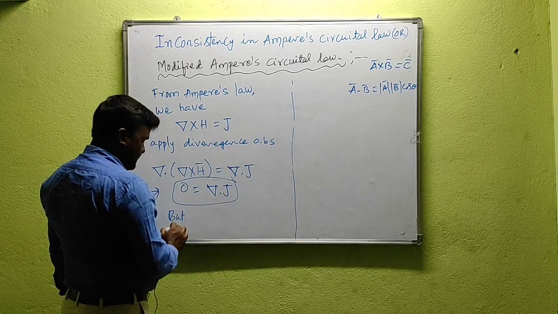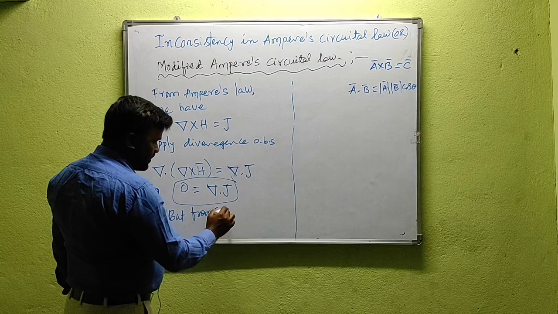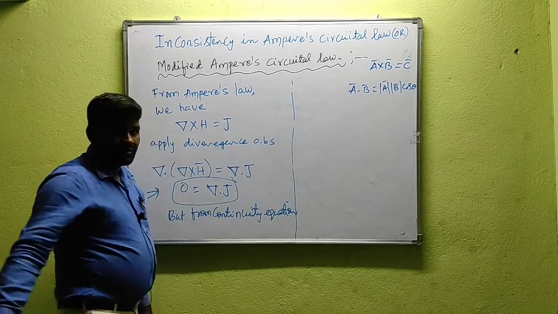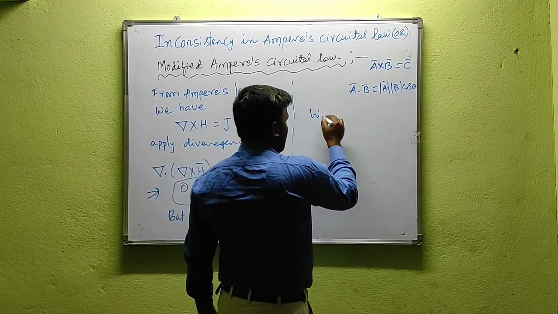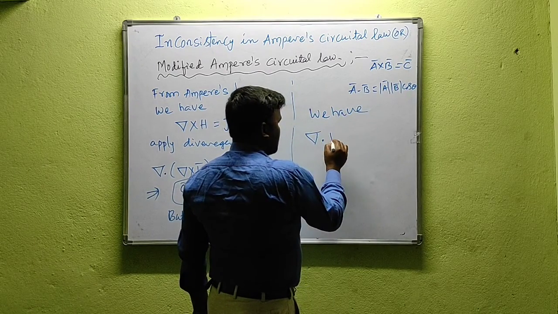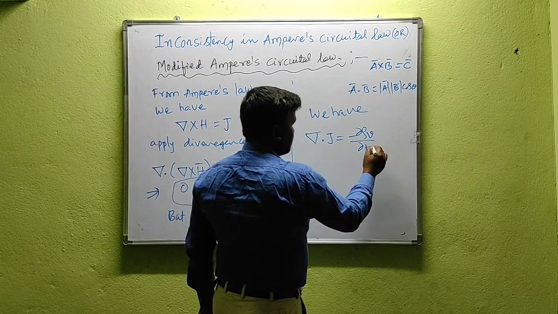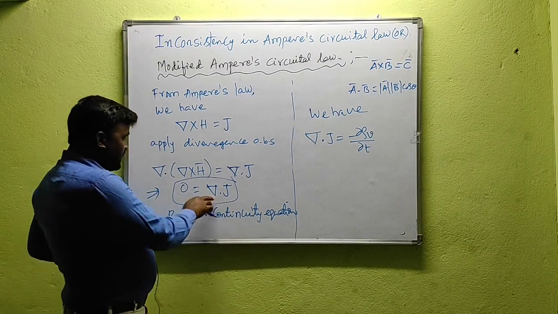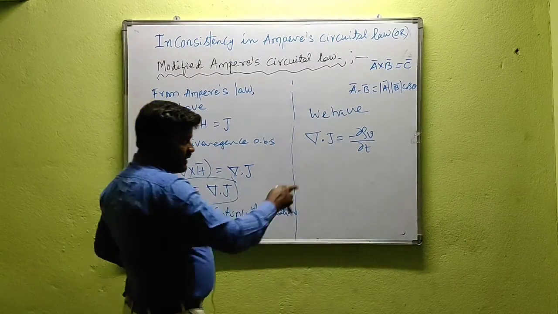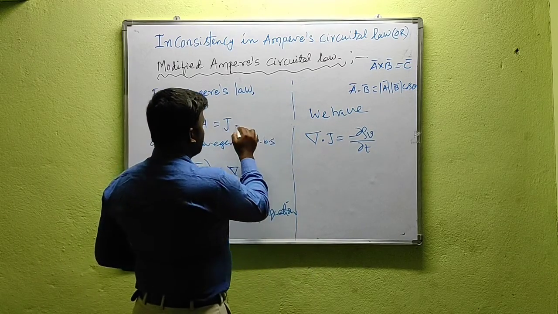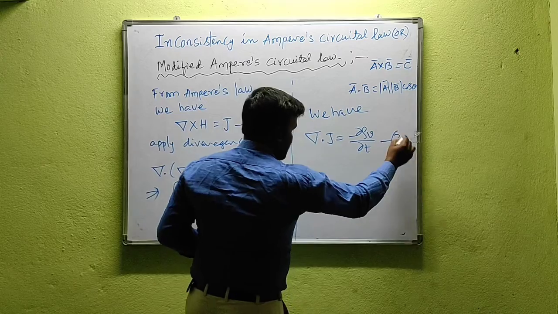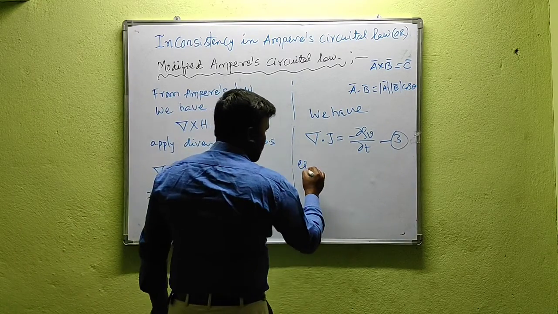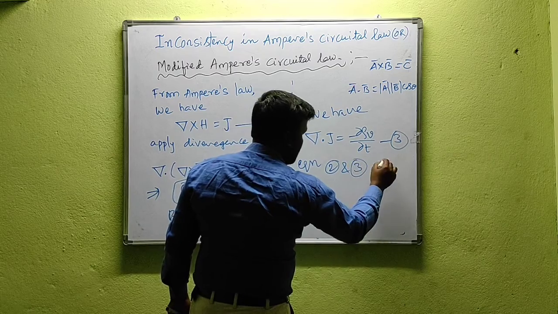But from the continuity equation, we have del dot J equal to minus dou rho v by dou t. But here it says del dot J is equal to 0. Let us take Ampere's law as equation 1, this as equation 2, and this as equation 3. If you observe equation 2 and equation 3, these two equations are incompatible.